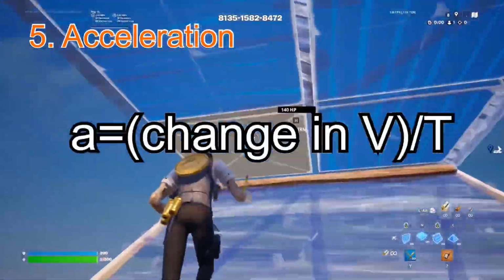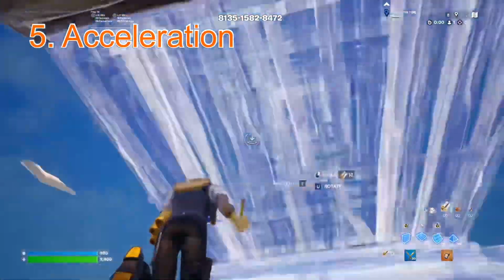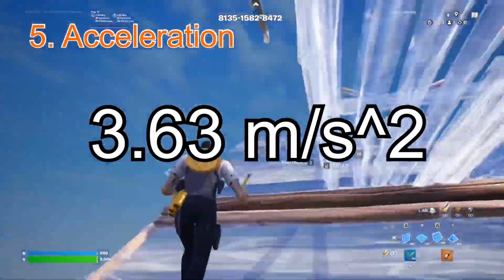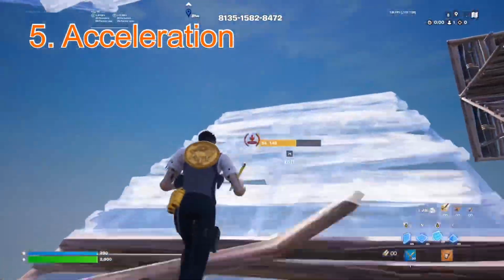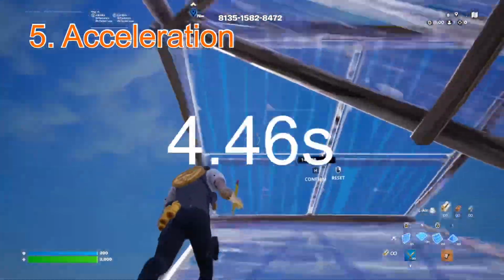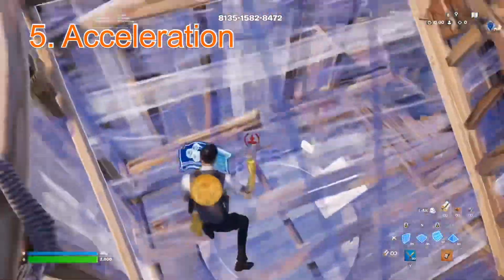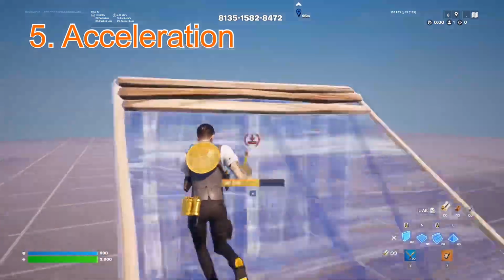Next, using the equation of acceleration equals change in velocity over time, we plugged in our values, giving 28.6 meters per second over 7.88 seconds. This ended up equating to about 3.63 meters per second squared. Now you know the acceleration of a regular car in Fortnite. We also decided to find the 0 to 60 miles per hour time, and seeing the video, it took about 4.46 seconds for the car to go from 0 to 60 miles per hour, about the same time as a 2001 Chevrolet Corvette C5, which is by far faster than your average sedan.